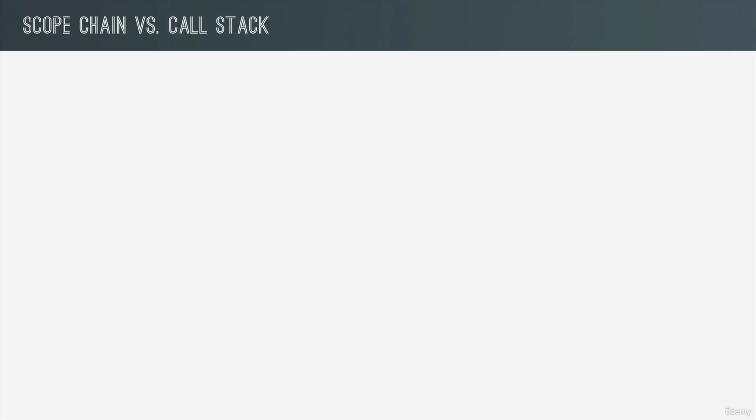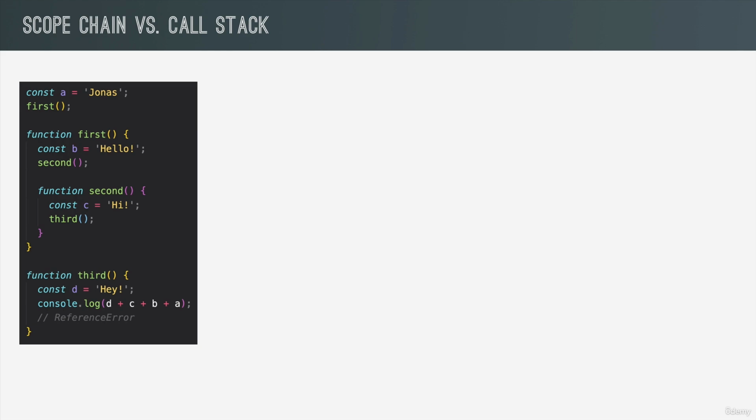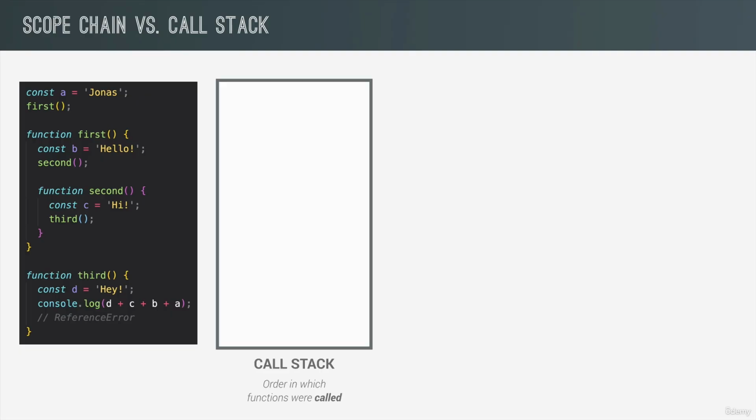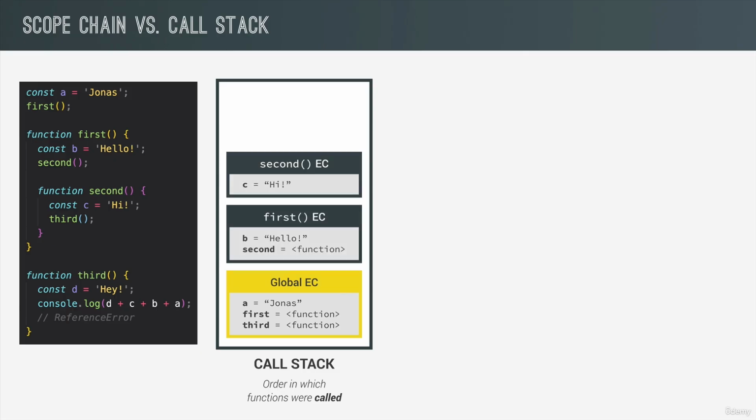And once more, let's look at some more code here. So we have three functions called first, second, and third in order to make this easier to understand. We start by calling the first function, which then calls the second function, which in turn calls the third function. So from what we learned before, the call stack for this example will look like this, right? One execution context for each function in the exact order in which they were called.